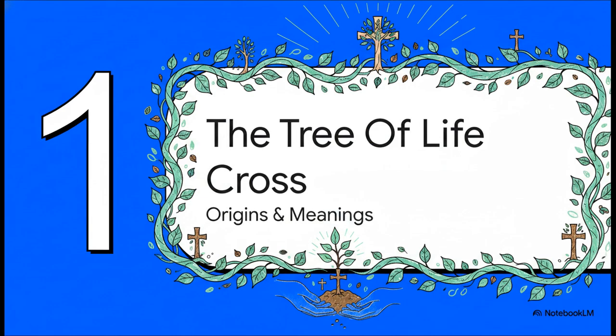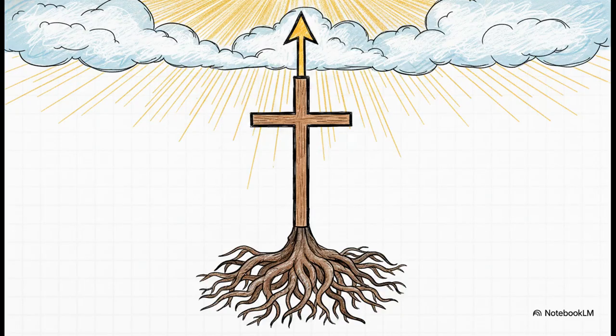Let's start with Section 1, the Tree of Life cross. Think of this entire mosaic as a giant visual map. Notice how you can trace a straight vertical line right from the roots of the tree at the very bottom, stretching straight up the wood of the cross where Jesus is crucified and pointing directly up into the heavenly realm at the top? That's definitely not an accident. It visually screams that Jesus is the direct pathway to heaven.